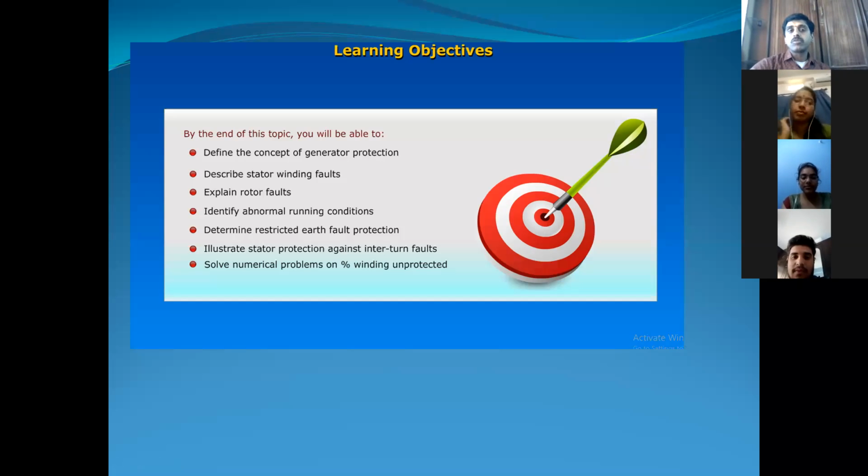Already we have discussed the transformer protection based on differential protection and other schemes. Now we are going to discuss generator protection. At the end of the topic, we are going to know about the concept of generator protection, stator winding faults, rotor faults, abnormal running conditions, restricted fault protection, interturn faults, and problems on the percentage differential protection.